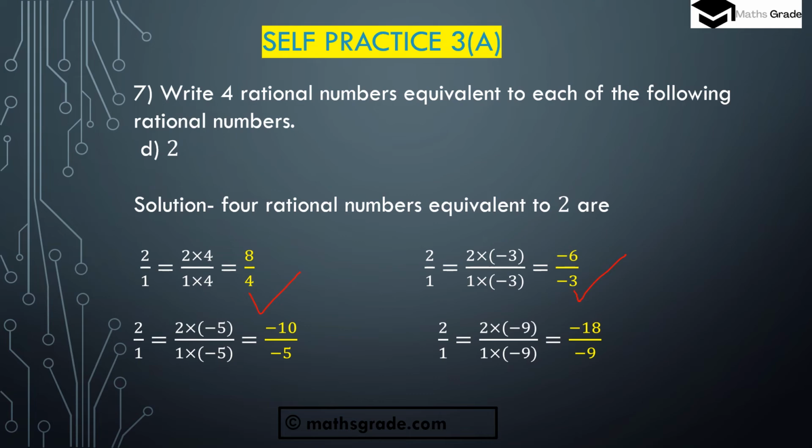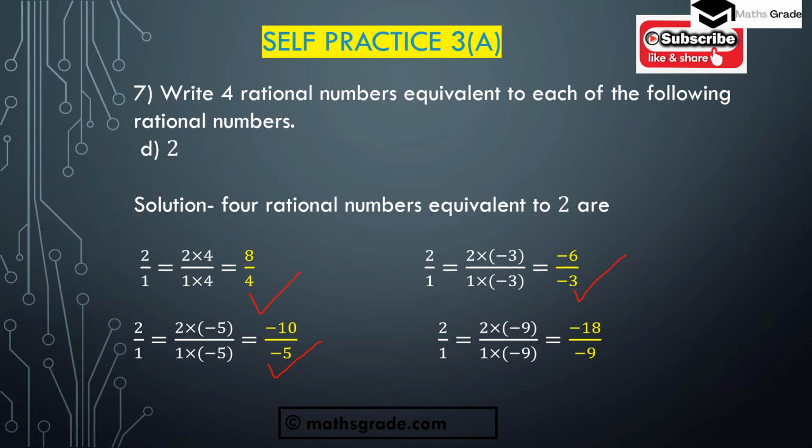If we multiply the number minus 5 with both numerator and denominator of 2 divided by 1, we get 2 multiplied by minus 5 is minus 10, and 1 multiplied by minus 5 is minus 5. So we get minus 10 divided by minus 5, which is equivalent to the rational number 2 divided by 1.